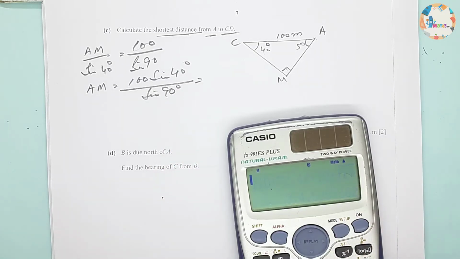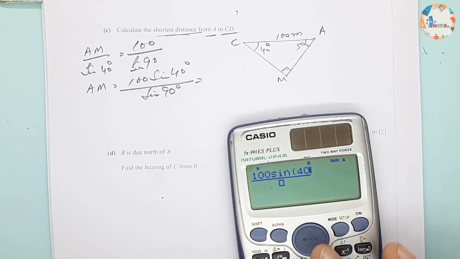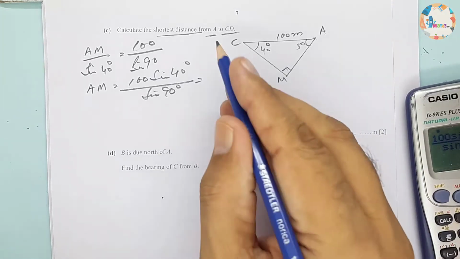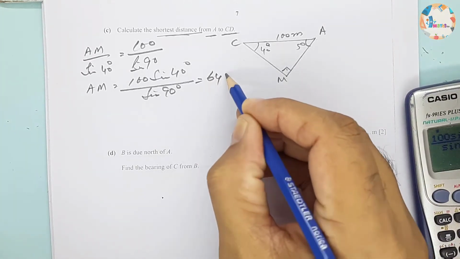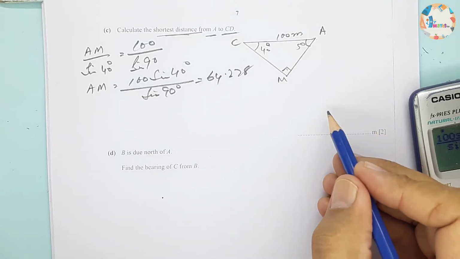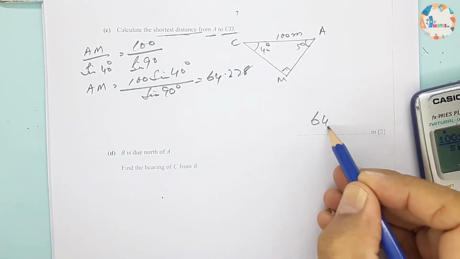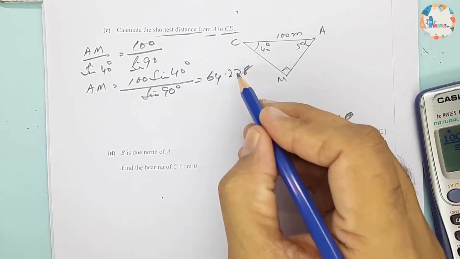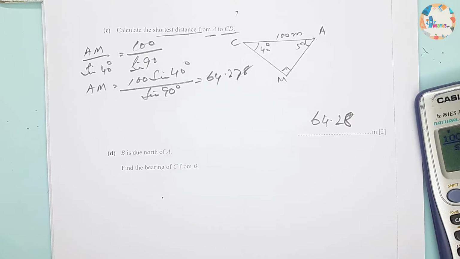If we calculate this, 100 sine 40 over sine of 90, which is 1, but we are writing it for the equation, this will be equal to 64.278, or we can write 64.28. 64.28 will be our answer.